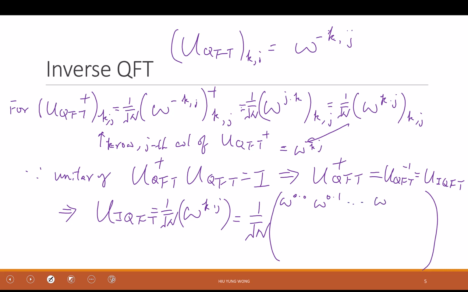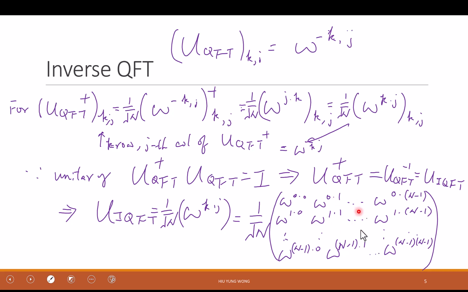What is the last one? 0 times what? n minus 1, because it's the 0th row, n minus 1 column, right? And then this is 1.0, 1.1, 1.n minus 1, because it's the first row, n minus 1 column, right? Yeah, let me finish this. And then this is omega n minus 1 times 0, omega n minus 1 times 1, all the way to omega n minus 1 times n minus 1.